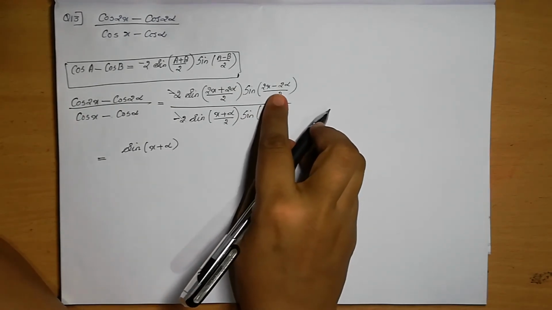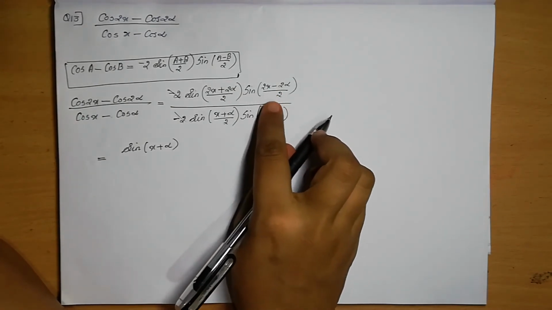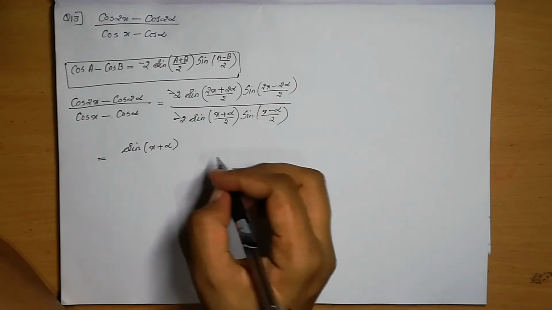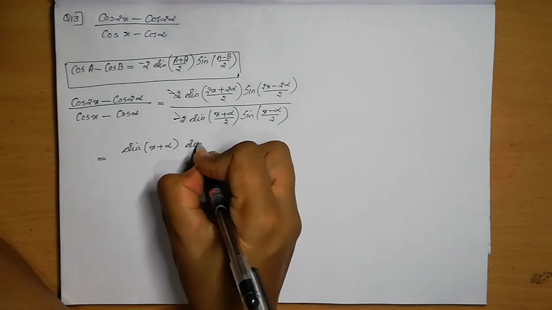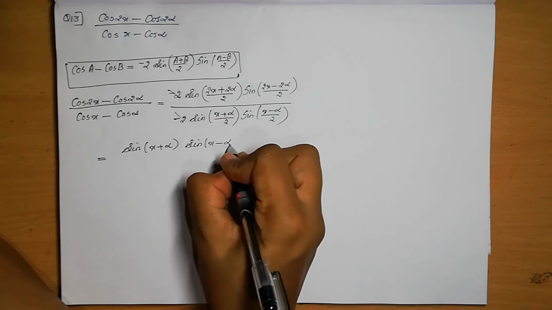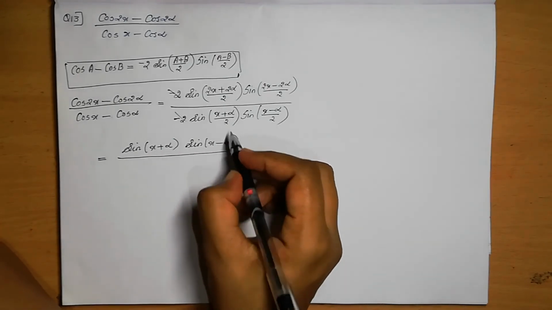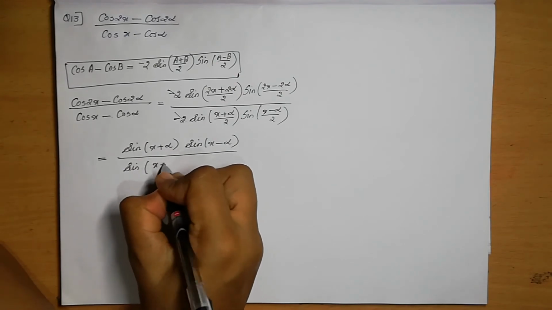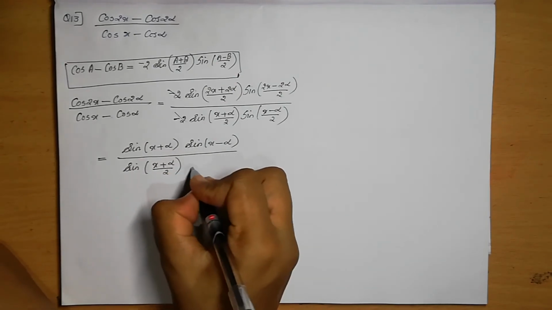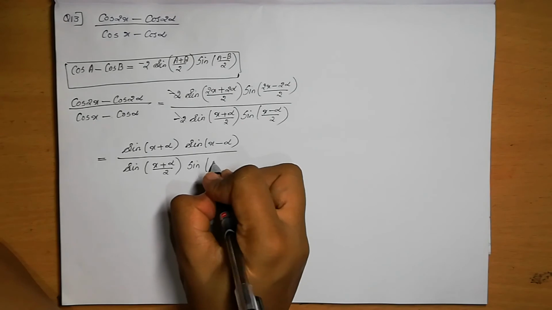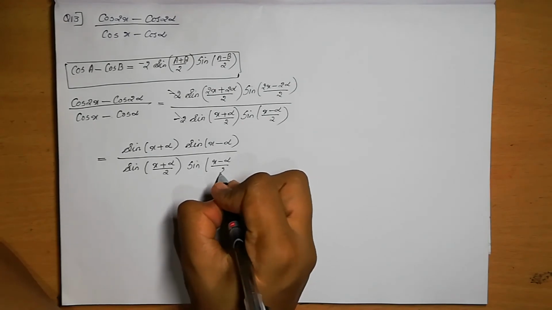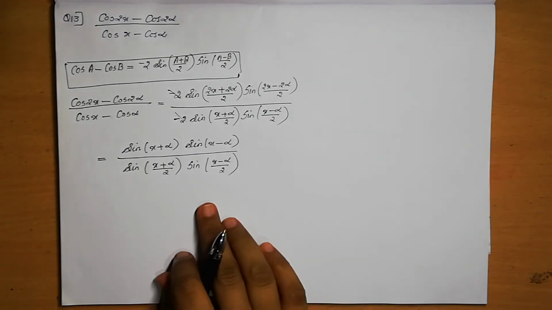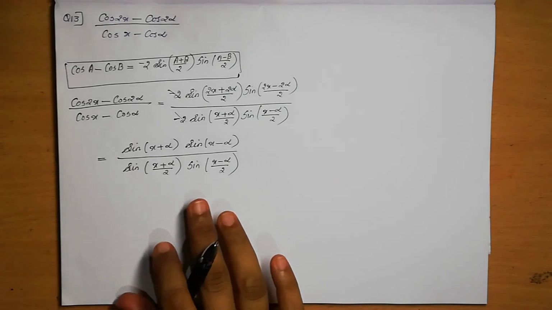Here also, if you take 2 common, the 2 in the numerator and this 2 will cancel. Remaining is sin((x minus alpha)/2)... sorry, sin(x minus alpha) divided by sin(x plus alpha), over 2 sin((x minus alpha)/2). Here also we are not able to do the integration because this is in product and division form, right?